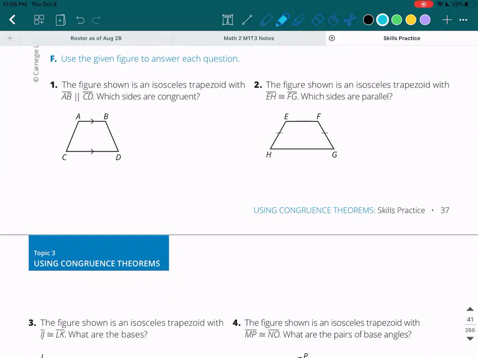The figure shown is an isosceles trapezoid with AB parallel to CD. Which sides are congruent? So then, in our example problem, we have isosceles trapezoids. The 2 legs are congruent. So they're the ones that are not parallel. So AC is congruent to BD.